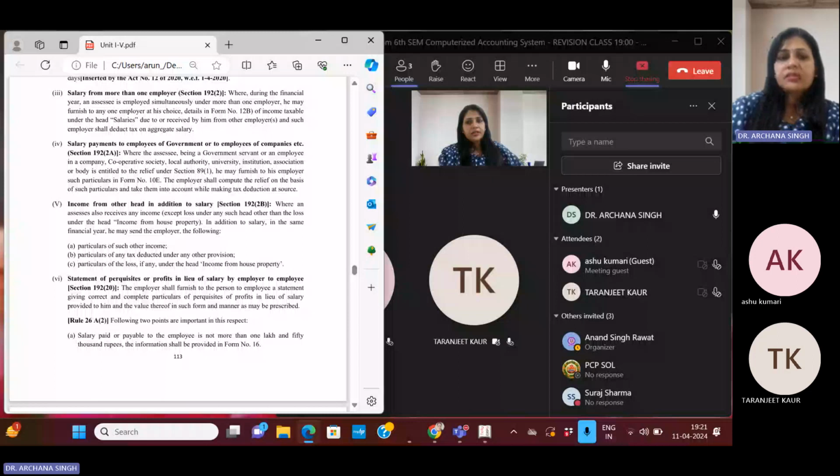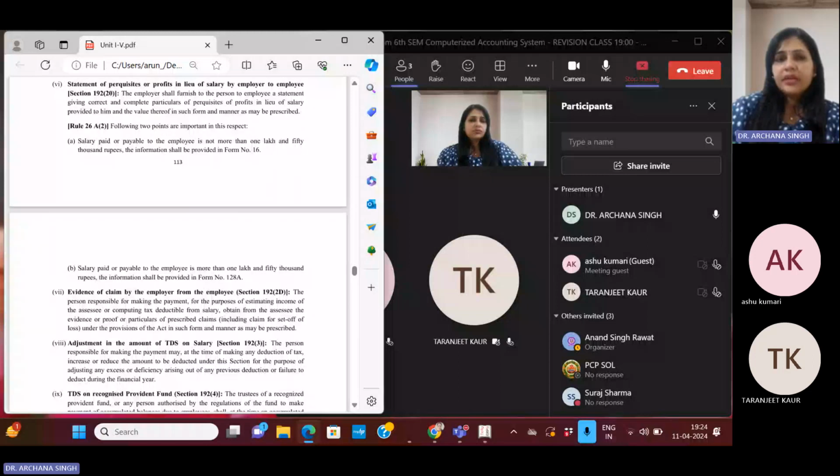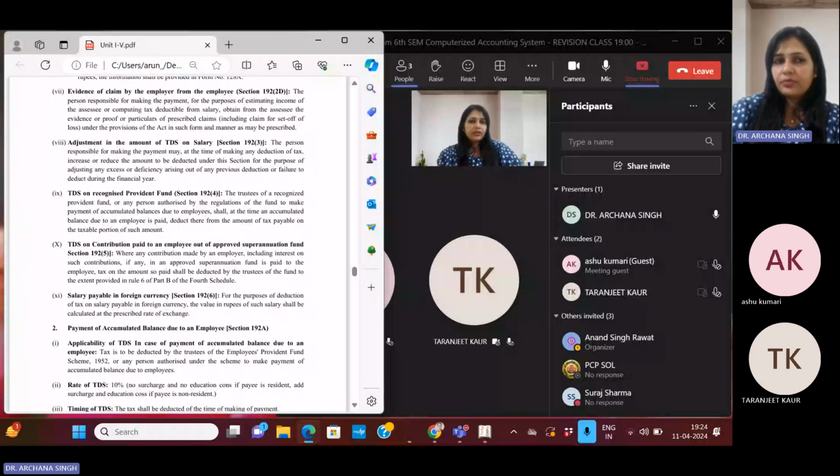Okay. Now next is your evidence of claim by the employee to the employer. It comes under section 192 subsection 2D. Okay, so here what it says is the person responsible for making the payment, for the purpose of estimating income of the employee or calculating tax deductible from salary, shall obtain from the employee evidence or proof or particulars of the prescribed claim under the provisions of the act in such form and manner as may be prescribed.